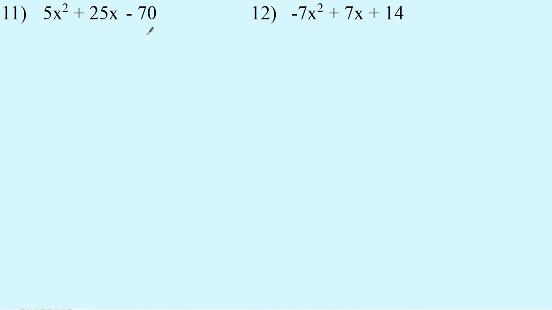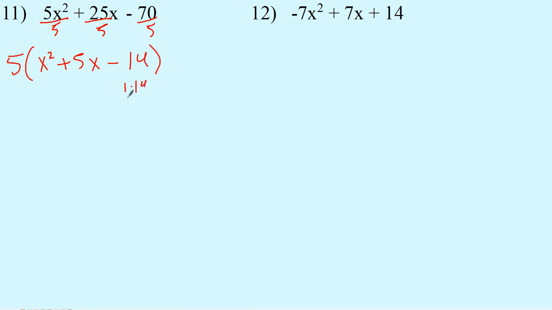Okay, so let's do some more practice problems. All right, so these are the last two I'm going to do. We've got a 5 out front. I don't like it, so let's just go ahead and divide everything by 5. So we pull the 5 out. We get x squared plus 5x minus 14.